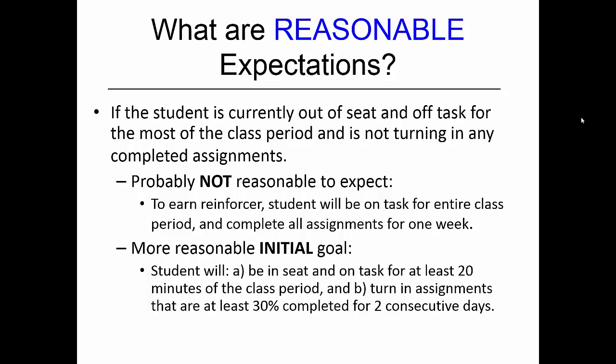So if a student is currently out of his seat and off task for most of the class period, is not turning in any completed assignments, it's probably not reasonable to expect him to earn a reinforcer for being on task the whole entire period and complete all assignments for 1 week, right? So a more reasonable goal would be the student will be in their seat and on task for at least 20 minutes of the class period, and B, turn in assignments that are at least 30% completed for 2 consecutive days. And this is an initial goal.